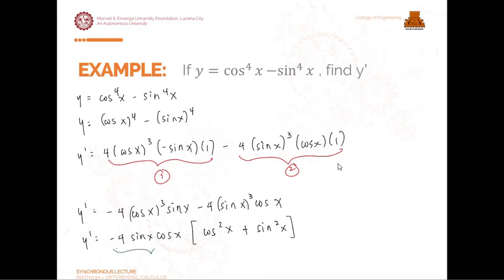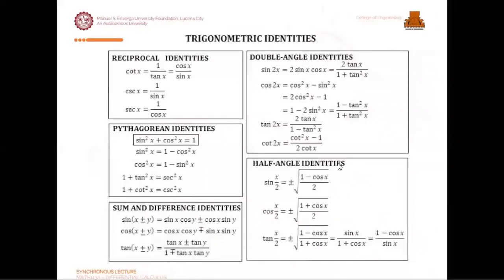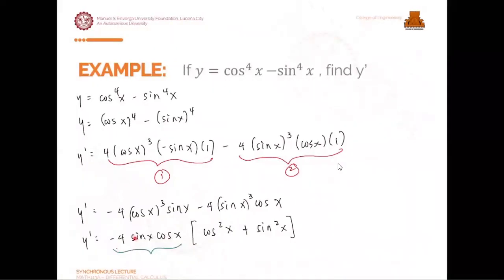So this one. Yung kanina, 2 sine x cosine x, di ba? Yung sa problem natin kanina. Okay? 2 sine u cosine u yung nandito para maging sine 2u. Pero yung nandito natin is 4 sine x cosine x. So, what now? Itong term na to, pwede maging negative 2 times 2 sine x cosine x. So, parang pinactor out mo yung 2.